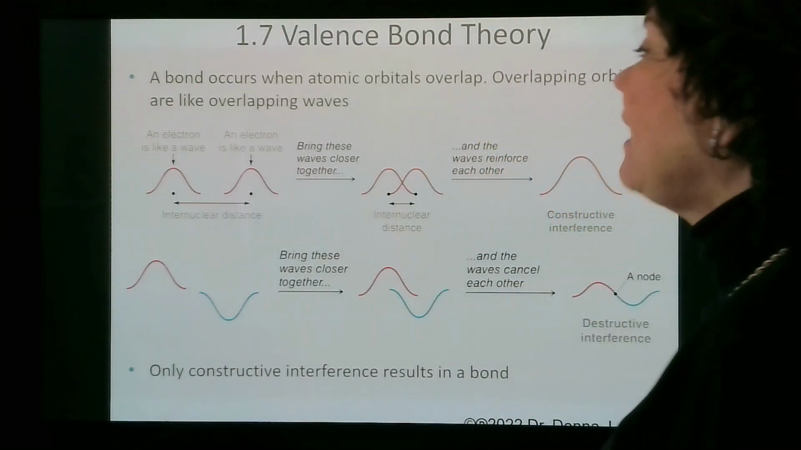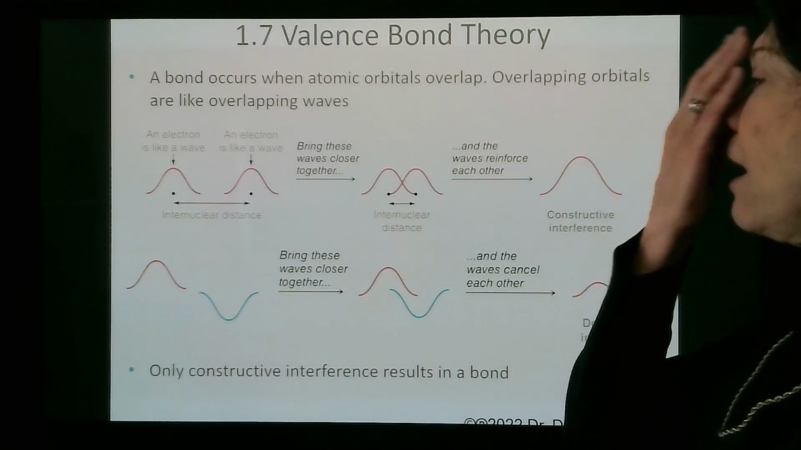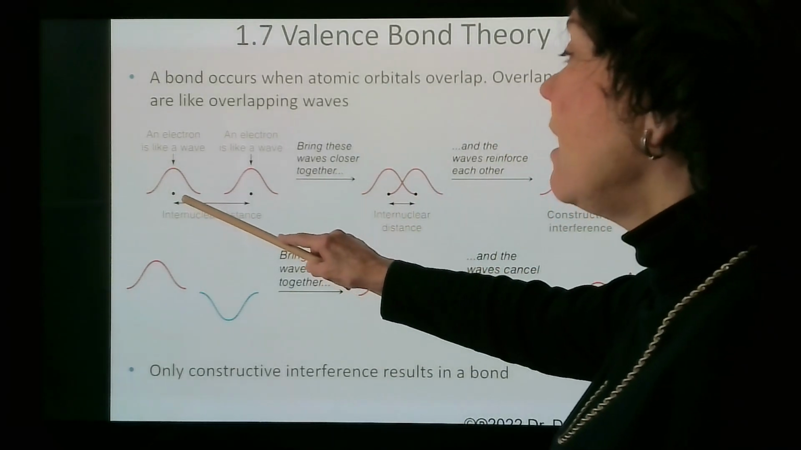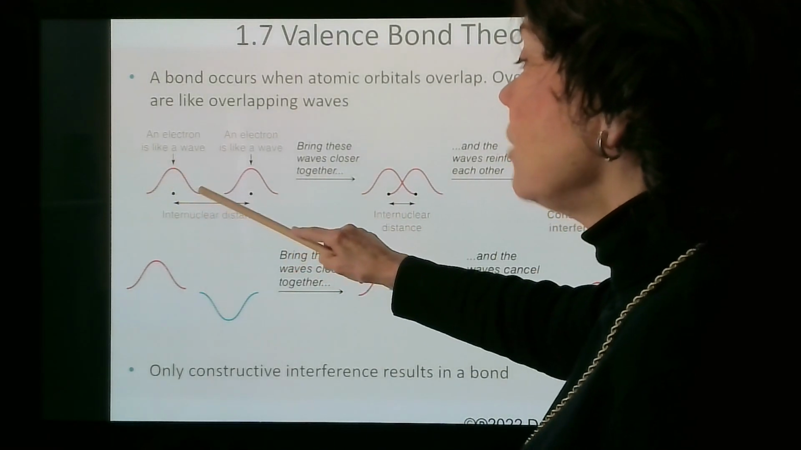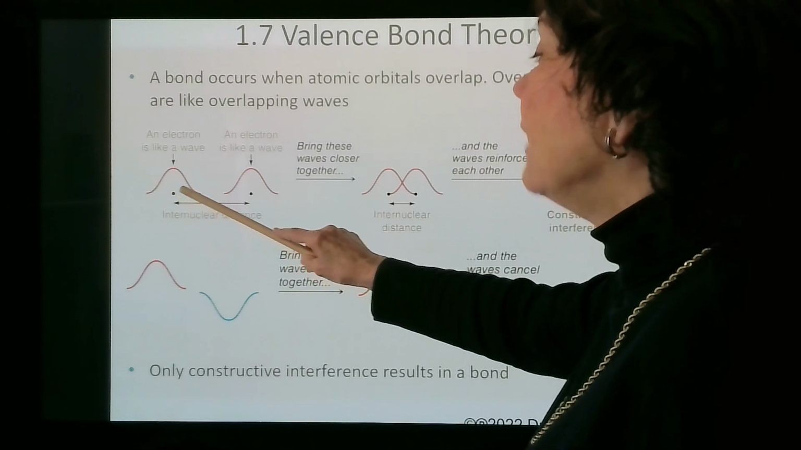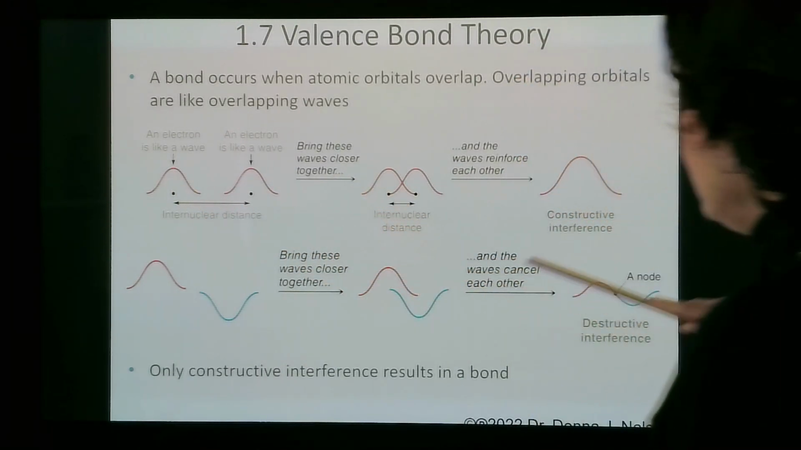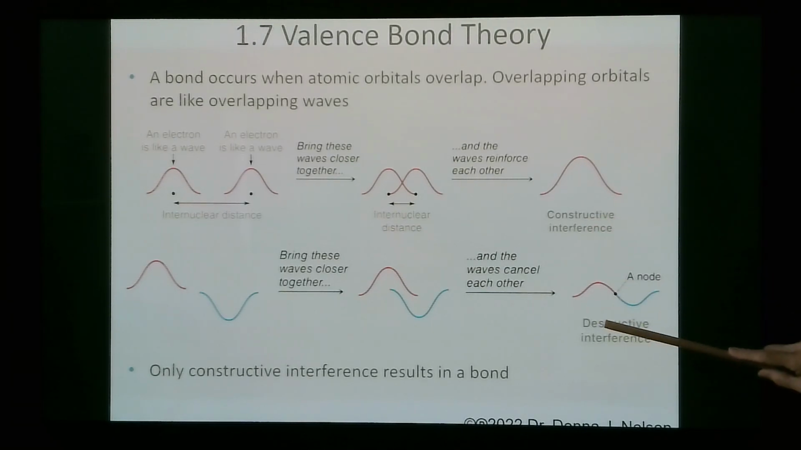So let's look at valence bond theory. A bond occurs when atomic orbitals overlap. An electron is like a wave, and so as you bring the two waves closer together, you can have either constructive interference or destructive interference.